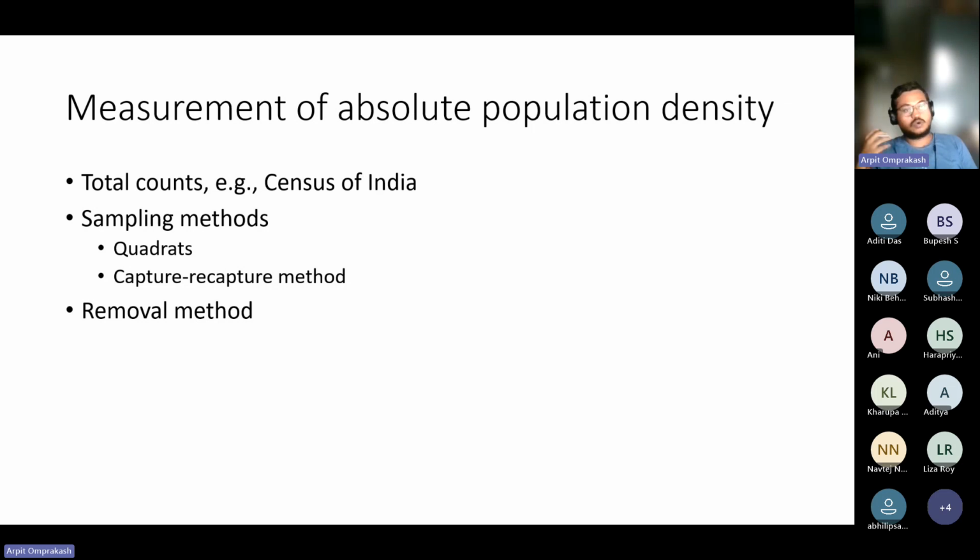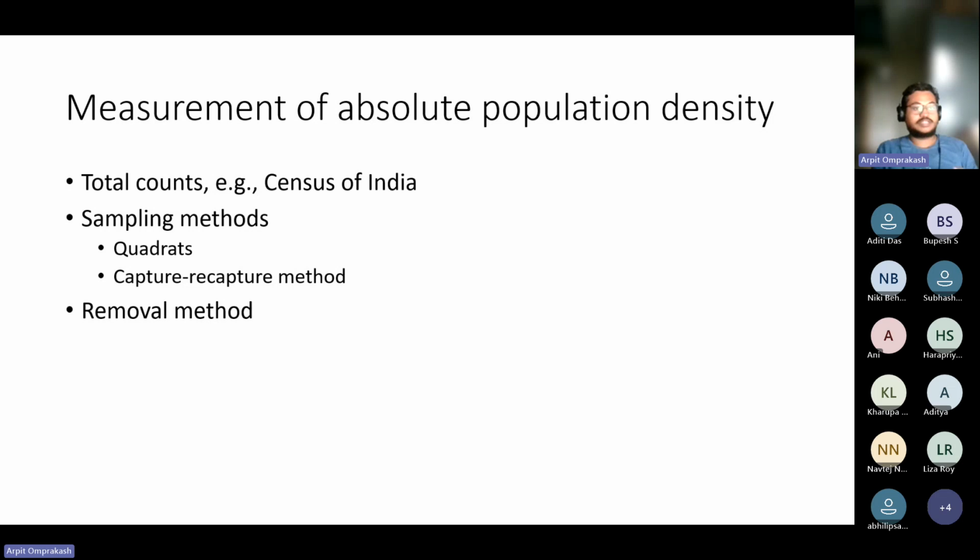So we have a total count of all the people that are present in India. So that is basically a census. Census is basically counting all the individuals of a population. The other thing that we can do is known as sampling.